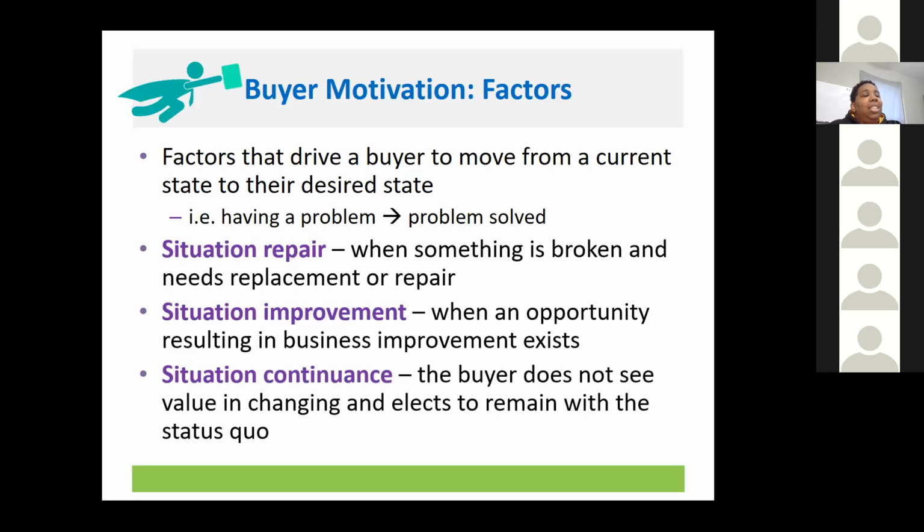All right. And then situation continuance. Buyer doesn't see value in changing and elects to maintain what they currently have. Forget it. I don't actually need heated seats. I don't need an auto start. It's all good. I'll just keep this car. I don't feel like buying another. All right. So we have situation repair. Nick, give us an example of why or what would happen in a situation repair type of scenario to make somebody purchase.